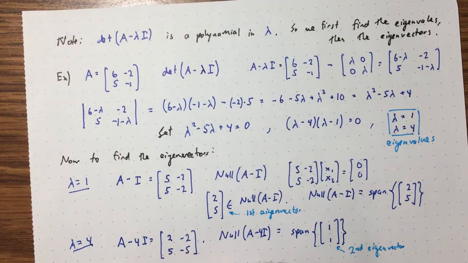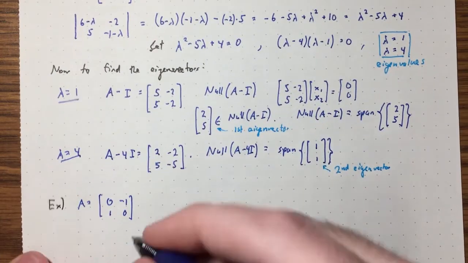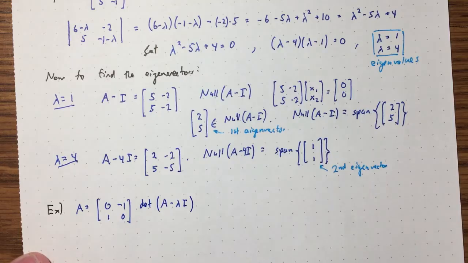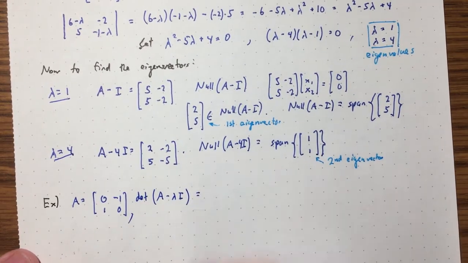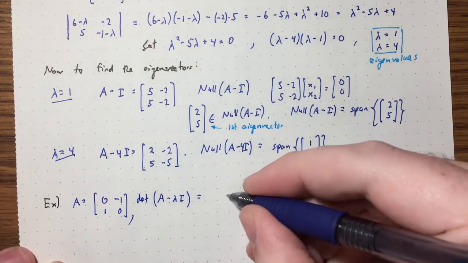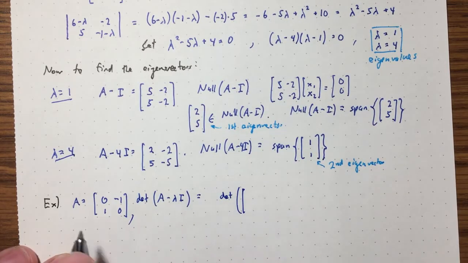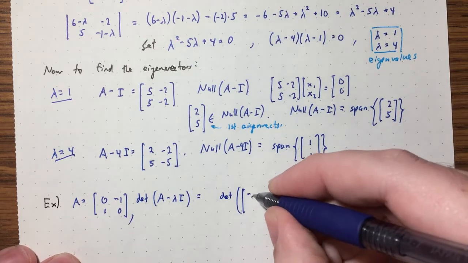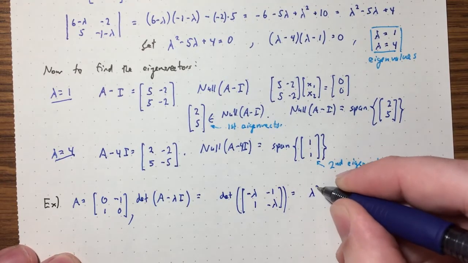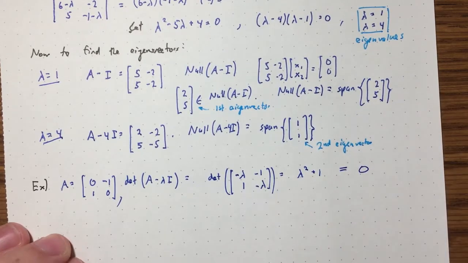By the way, what if A is the rotation matrix that we saw before? What do we look at? We look at A minus lambda I, or we look at a determinant of A minus lambda I, and we want that to be 0. So what is it in this case? Well, lambda I is just, you're just subtracting lambda from the diagonal. So I get minus lambda, minus 1, 1, minus lambda. What's the determinant of this? It's lambda squared plus 1. And so then I set this equal to 0.